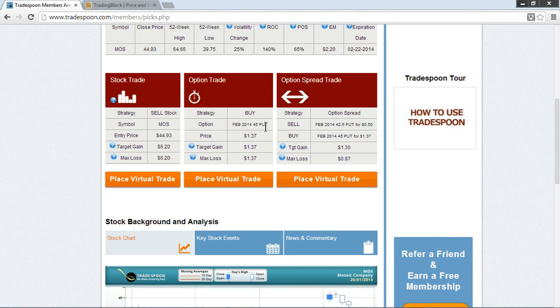In the options trade, we're looking to buy the February $45 puts, and we're going to put a limit price of $1.37 per contract. That's $137 per contract. Our profit target is going to be $1.37 higher than our entry price, which would get us out right around that 270 mark. So we would put a sell limit roughly around $2.70, good until cancel. Our max loss, or our risk on this trade, is going to be the premium we pay for these options, which is $1.37 or $137 per contract.